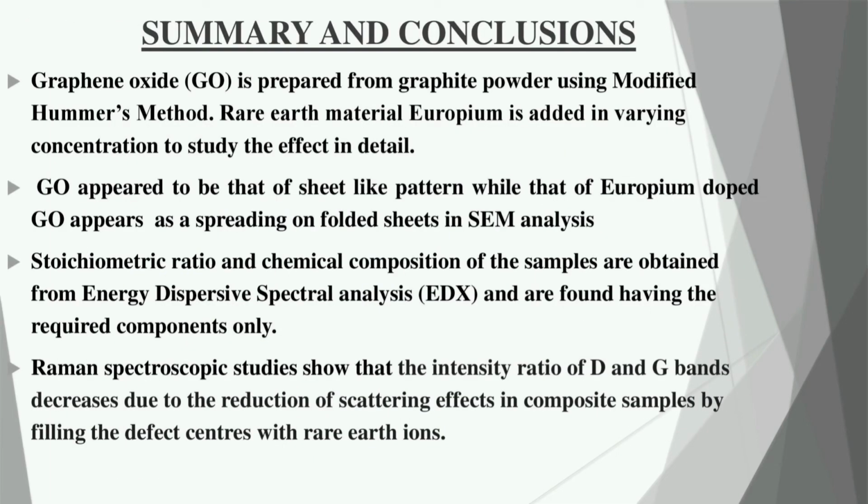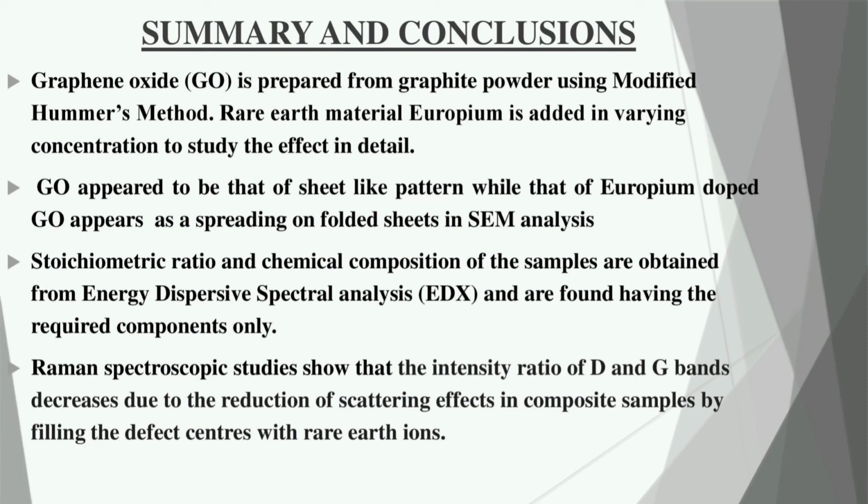Summary and conclusions are as follows. Graphene oxide is prepared from graphite powder using modified Hummers method. Then we added europium in varying concentration to study the effect in detail. Then in SEM analysis, we found out that graphene oxide appeared as a sheet-like pattern while europium doped graphene oxide appeared as a spreading on folded sheets.